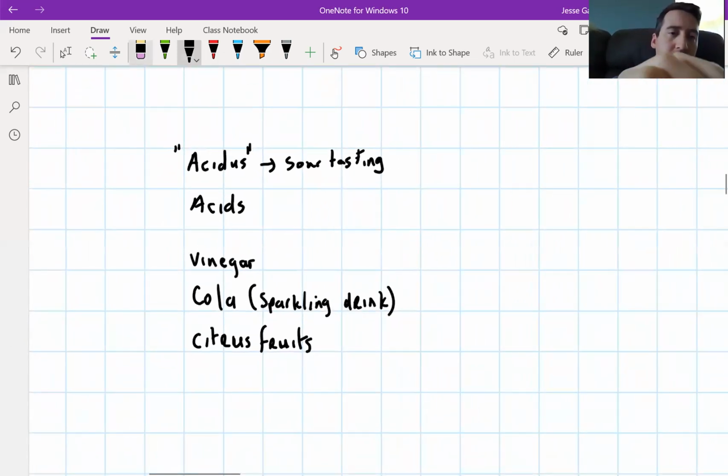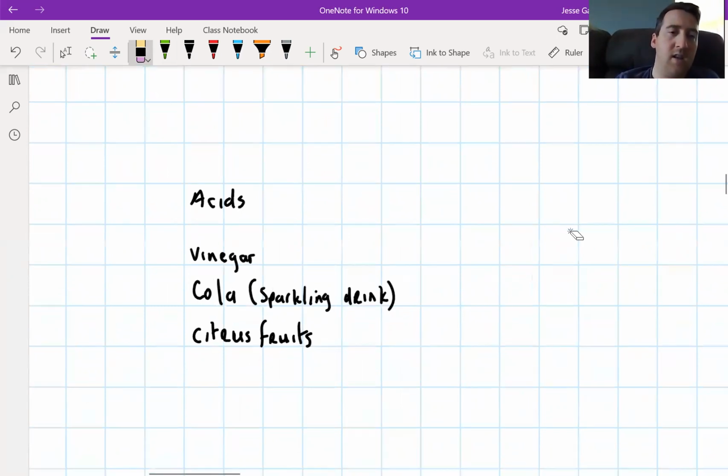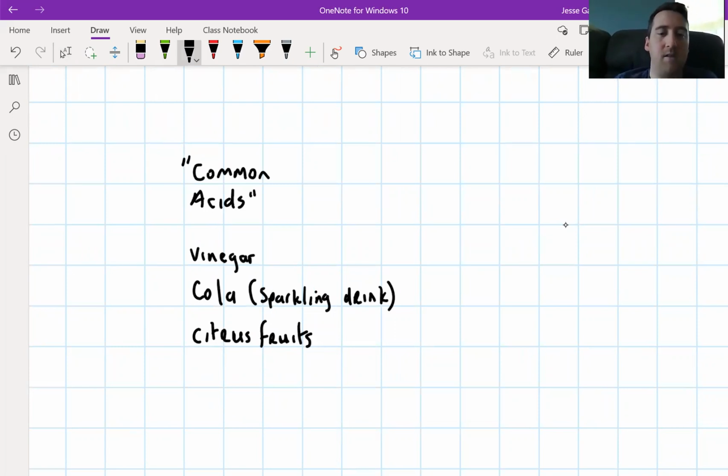Okay, so I'm going to get rid of that now. Acidus means sour tasting. These are acids, and these are what we call everyday acids or common acids. Common just means you can find them in your everyday items. So vinegar, cola, citrus fruits.